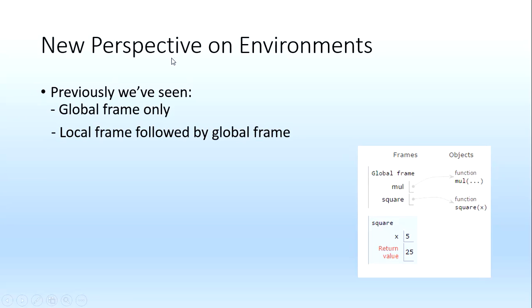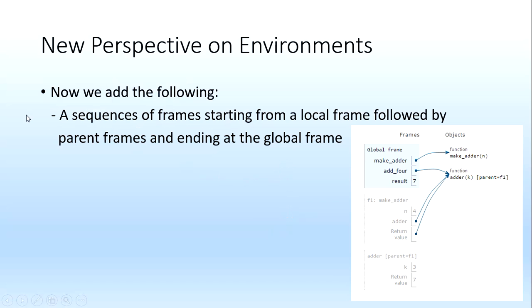What we've previously seen is either a global frame only, or a local frame followed by a global frame. This local frame followed by a global frame is shown here. And now that we know what parent frames are, implicitly the parent of this square frame is the global frame, because square was defined in the global frame. But now, there's a little different flavor to these environments.